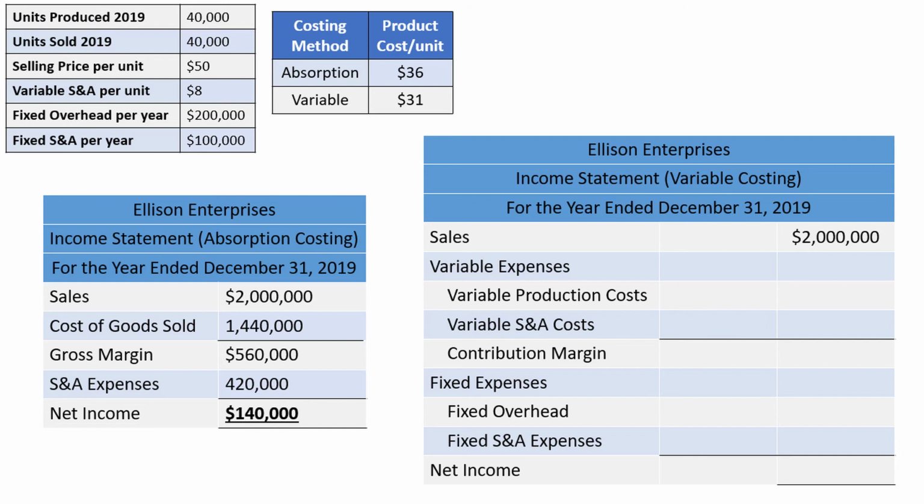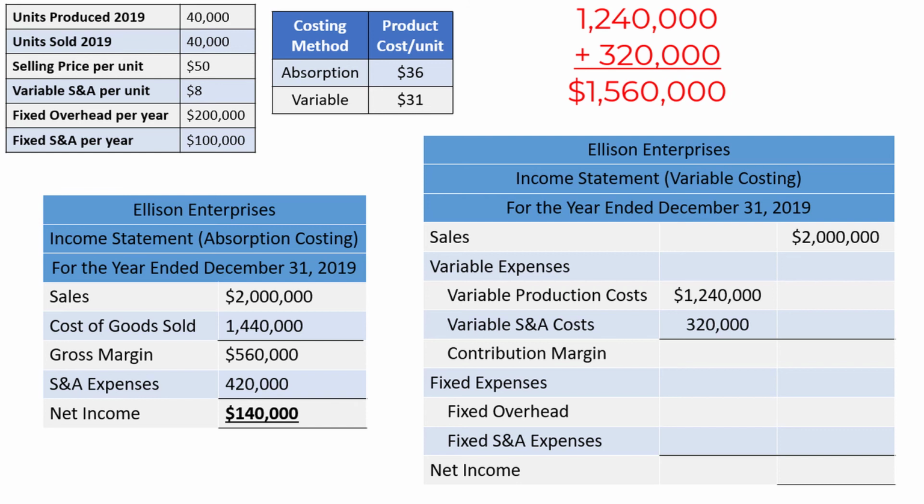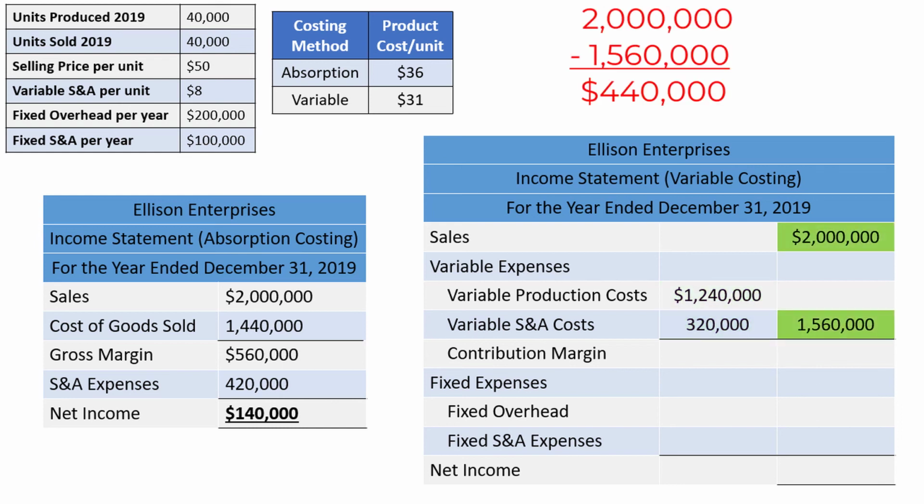The variable production costs are $31 per unit, which we calculated earlier, times the 40,000 units sold, which comes to $1,240,000. The variable selling and administrative expenses are $8 per unit multiplied by the 40,000 units sold, which equals $320,000. The total variable expenses are $1,240,000 plus $320,000, which equals $1,560,000. Taking the sales and subtracting the variable expenses, we get a contribution margin of $440,000.